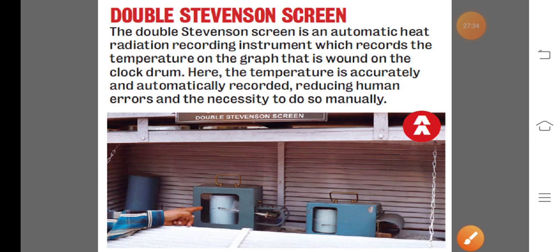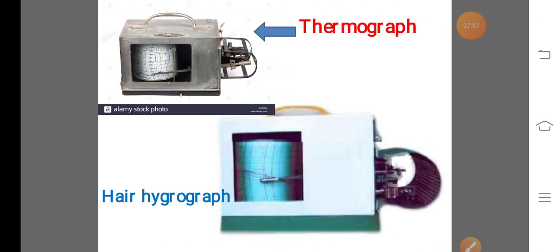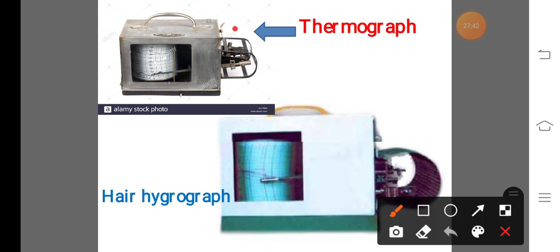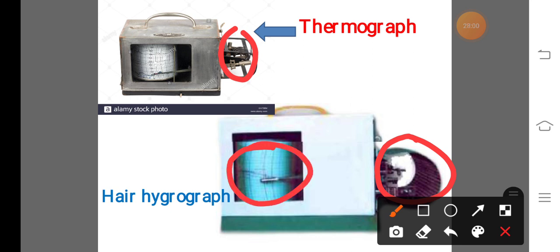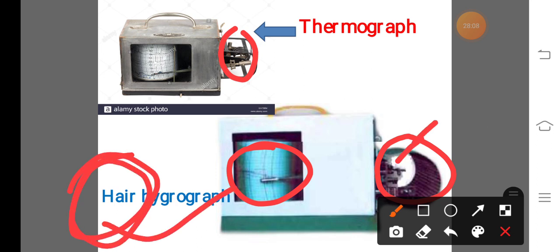So this is about the measurement of temperature and relative humidity. See here, the thermograph has a metal content. In the case of the hygrograph, human hair is attached in this section, and based upon this human hair the relative humidity is recorded using graph or pens. So this is known as the hair hygrograph. That means the content of the hair hygrograph is human hair.